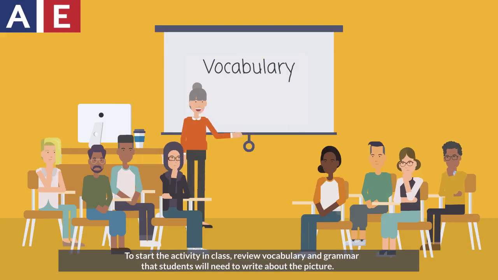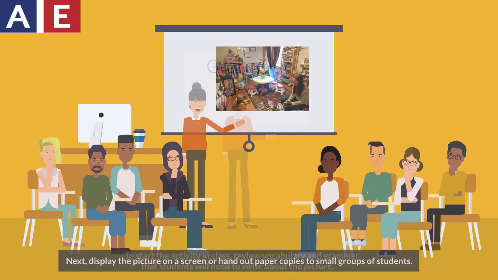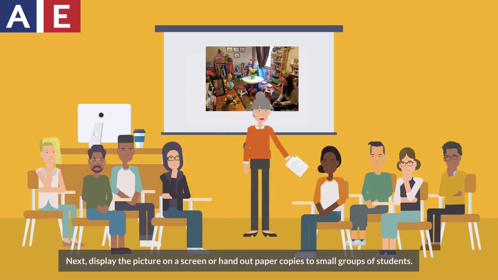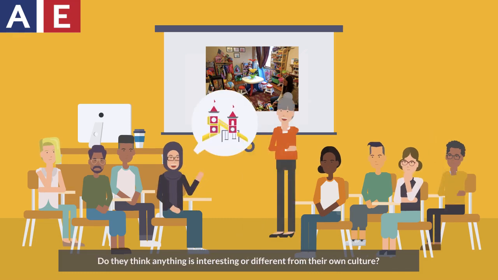To start the activity in class, review vocabulary and grammar that students will need to write about the picture. Next, display the picture on a screen or hand out paper copies to small groups of students. Then, ask for volunteers to share observations about the picture. Do they think anything is interesting or different from their own culture?